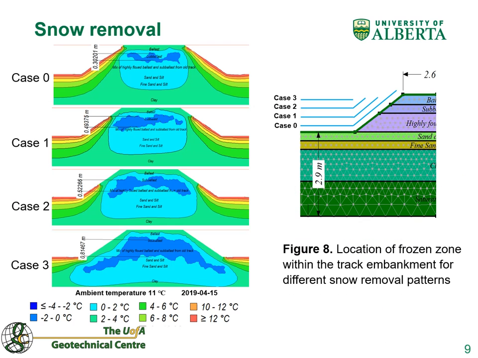In order to get a better understanding of the effect of snow removal on expansion of this frozen area, 4 different cases of snowpack on the embankment were modeled as case 0, 1, 2, and 3, in which the snow cover is removed gradually, and the results showed that more snow removal results in a wider frozen zone.